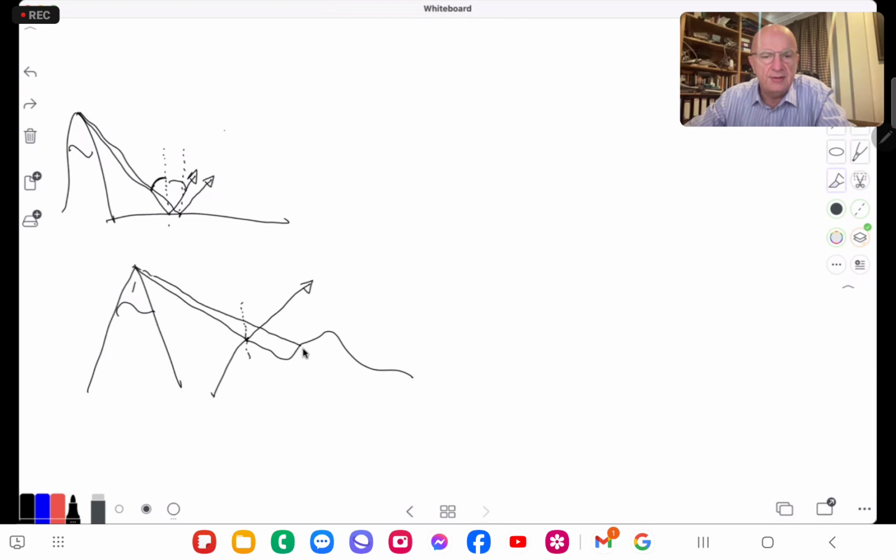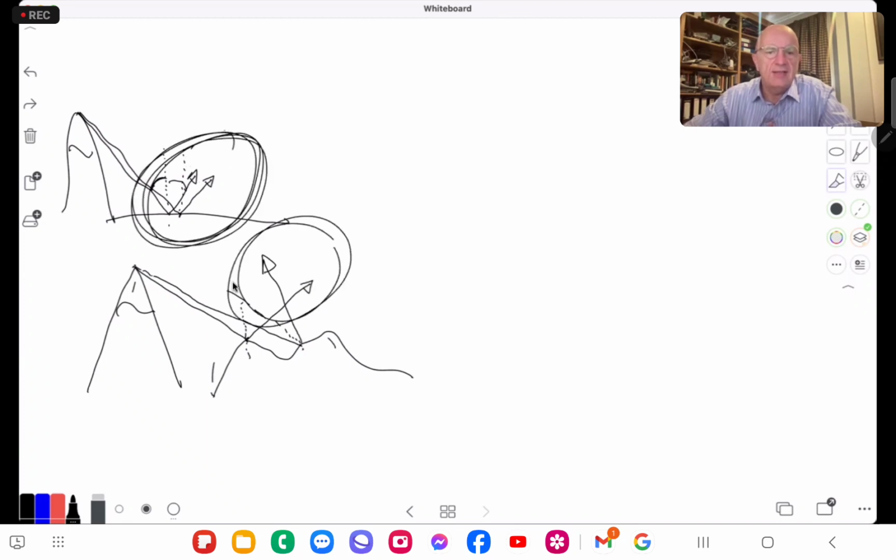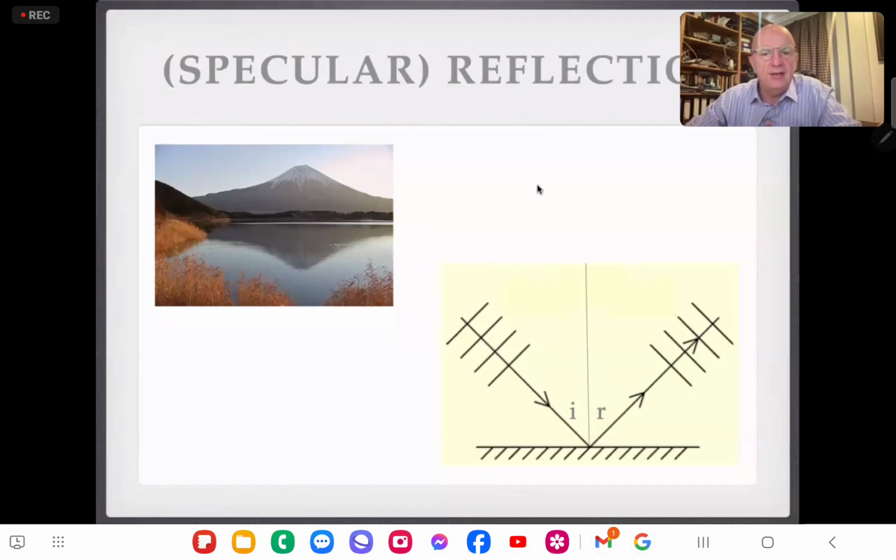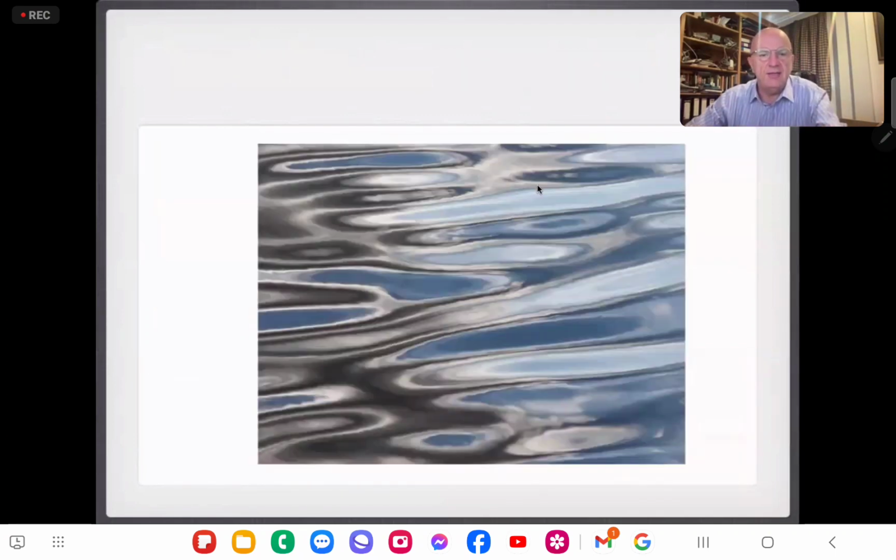And hits here. There's the normal, so it goes off in that direction. So you can see that the effect of a non-flat scattering surface is that you lose the organized reflection, which is why you no longer see the nice picture that you saw before of the volcano. What you see here, with a gust of wind, you no longer see that. So that's reflection. The angle of incidence equals the angle of reflection.